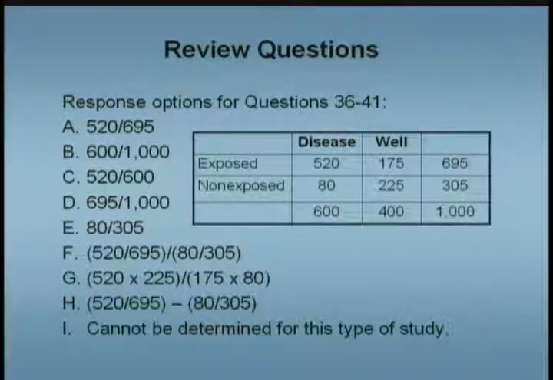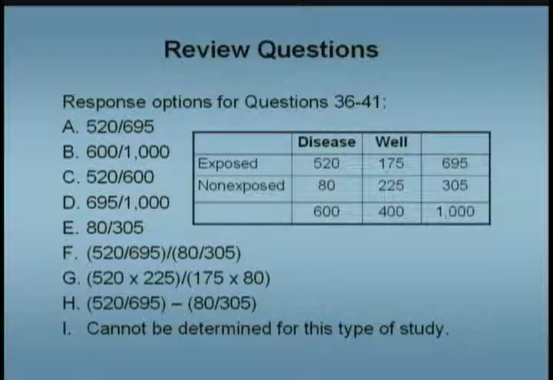Next, question 40. Assume the table represents a disease outbreak investigation. What is the attack rate for the people who did not eat the food? Remember, an attack rate is merely a type of incidence rate. So what I need here is an incidence rate for those who did not eat the food, the non-exposed. Therefore, 80 divided by 305 is the answer, therefore E.